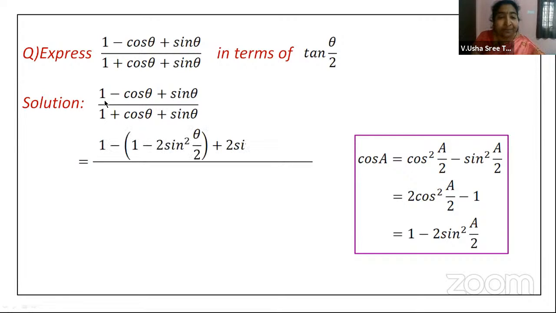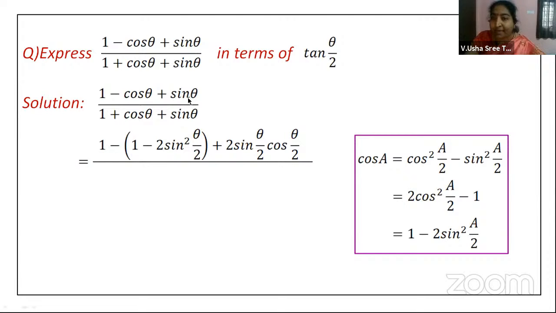Now, look at this. We are taking the formula for cos theta as 1 minus 2 sine square theta by 2. Why only this? Why not this? Look at this. When you take 1 minus 2 sine square theta by 2, this 1 when we multiply with minus becomes minus 1. 1 and minus 1 get cancelled. Suppose if you pick this other formula, then you have minus 1. Minus 1 into 1 becomes plus 1. You cannot cancel.